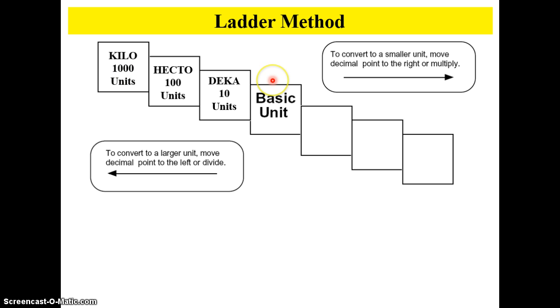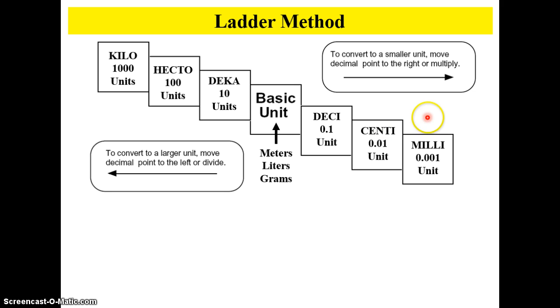Now to go smaller than the basic unit, which would be meters, liters, or grams, we would move to the right. So if we divided by 10, we would have 1/10 of the unit. If we divided it by another 10, we would add an additional 0, which would get us to 1/100th of that unit. And then finally the milli, which would get us to 1/1000th of the unit. And again, we are dividing by 10 each time.